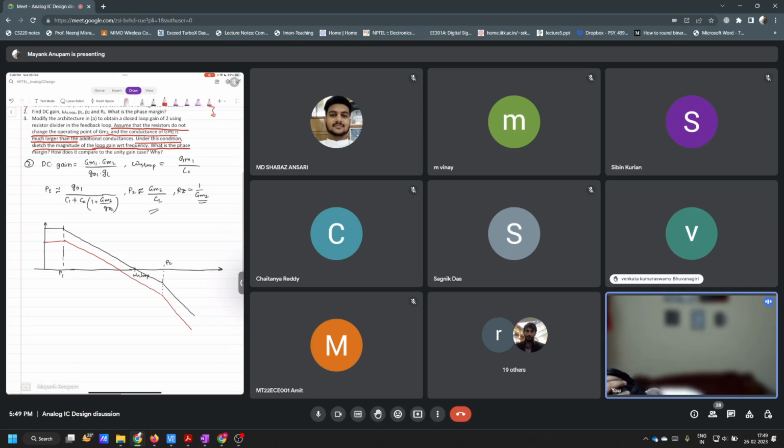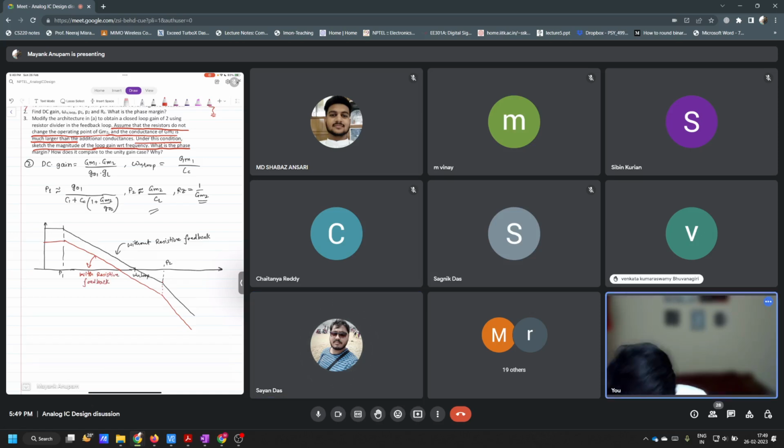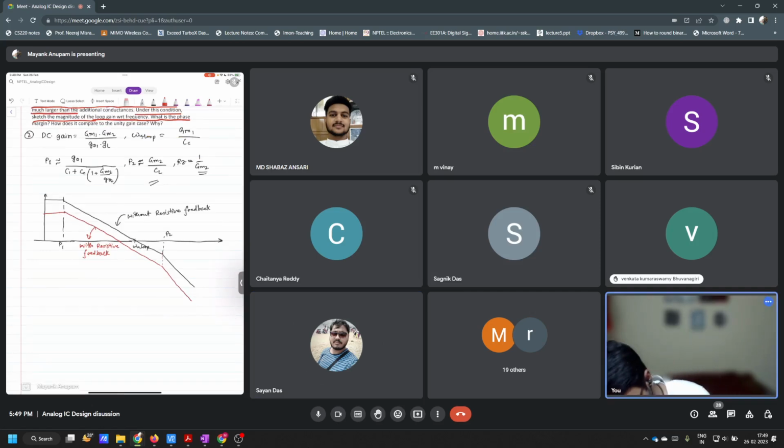This is the case without resistive feedback. Phase margin will be improved with resistive feedback, right? So tell me, if this is the gain earlier, then this should be 6 dB below, right? Yeah. So this is the loop gain in dB, right?